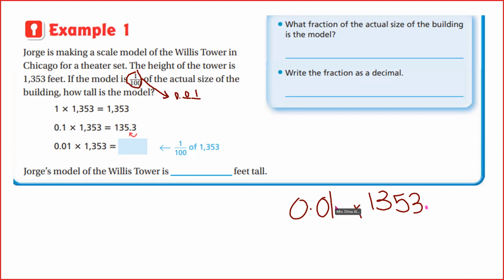How many digits? 2 digits. So how many digits should I move the decimal point? 2 digits, because I have 2 digits after the decimal point. So 1, 2. So now the answer will be 13.53.